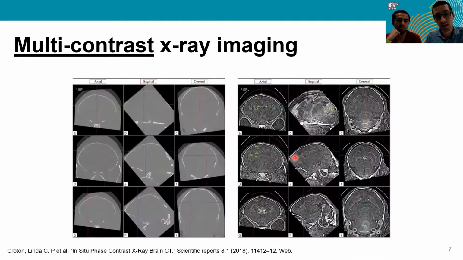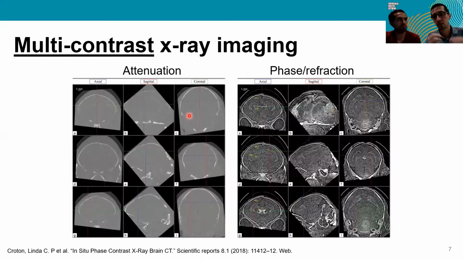Another example would be this. This is a rabbit brain, and you can see an attenuation image versus a phase or refraction image. Here you can see a lot more details that are not visible at all in the attenuation image. So again, bringing together these different methods can help us learn a lot about a sample.